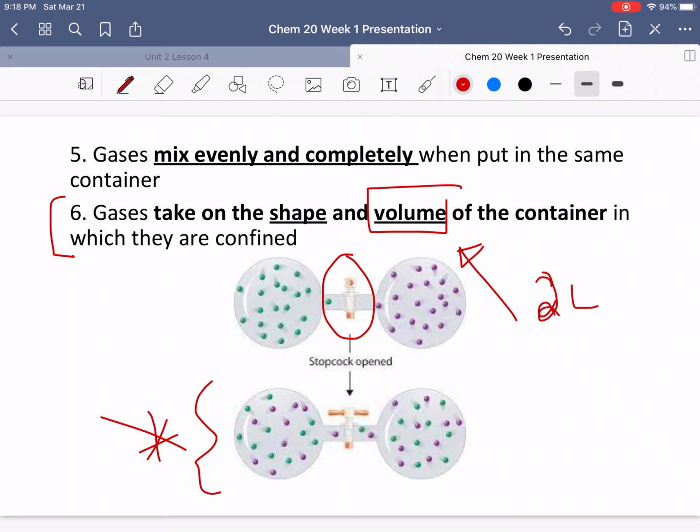Whoops, where's my pen going? There we go. 2-liter container. Then think of what that means. If the container is 2 liters from a size perspective, that is also the volume of the gas. All right, folks, that's the beginning.